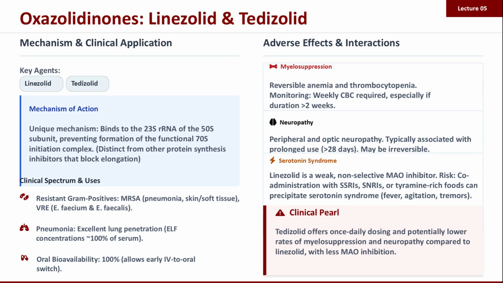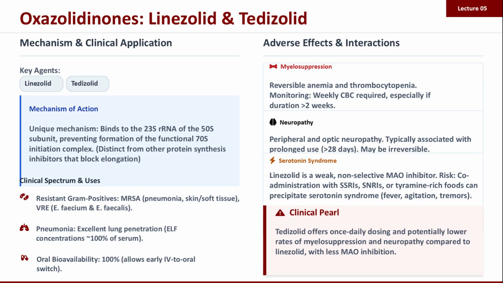elongation like macrolides or clindamycin, they act very early. They prevent the formation of the 70S initiation complex. This means the ribosome cannot even start making protein. So in simple words, protein synthesis is stopped at the starting step. Because of this unique action, they're very useful against resistant bacteria.